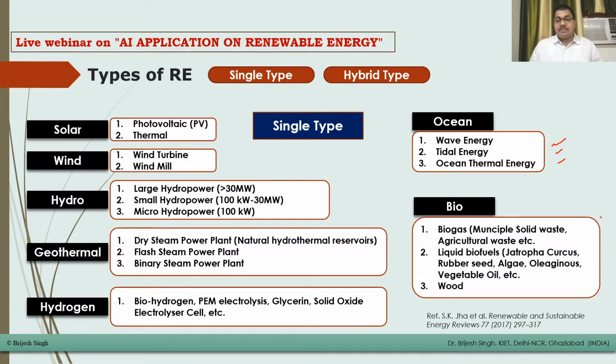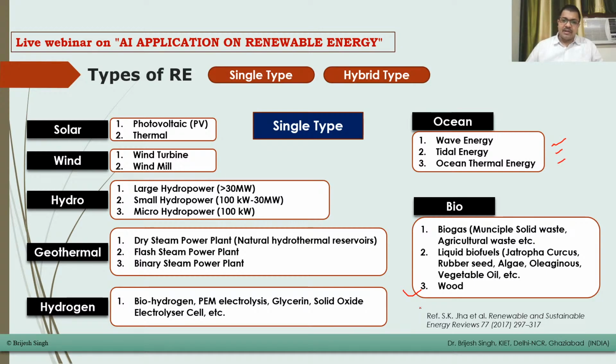Now the next one is bio. Actually, bioenergy is not a new one. Starting from human civilization, initially we used biofuels in the form of wood. Wood is a kind of energy resource, and by directly burning this wood, we can get thermal energy or heat energy. Humans have been utilizing that energy from the beginning of civilization.